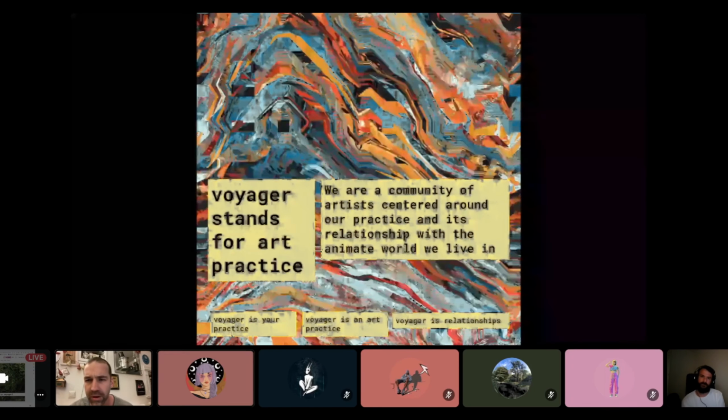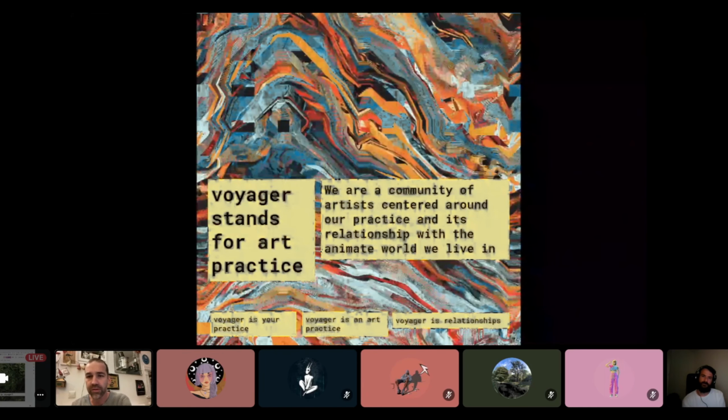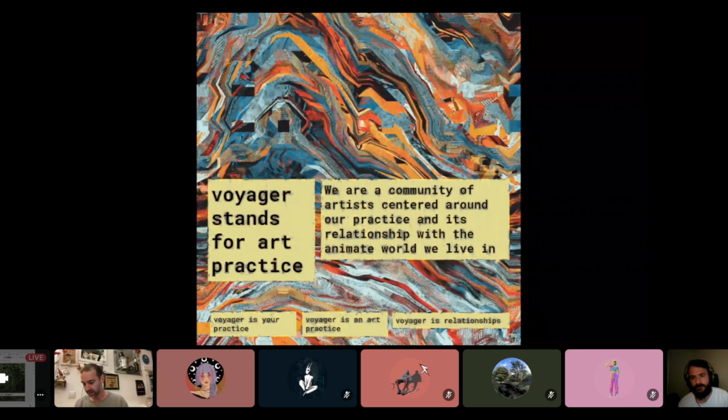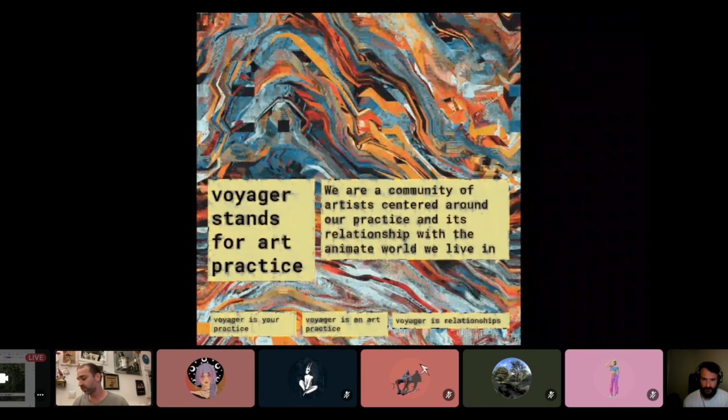Down at the bottom, we've got other iterations of the same thing. Voyager is a practice. Voyager is an art practice. Voyager is relationships, because it is multifaceted. It's a community. It's a network. There's information coming through, people doing projects, the DAO structure, the economy, all these different things. I don't know if you guys want to talk into anything, but otherwise.